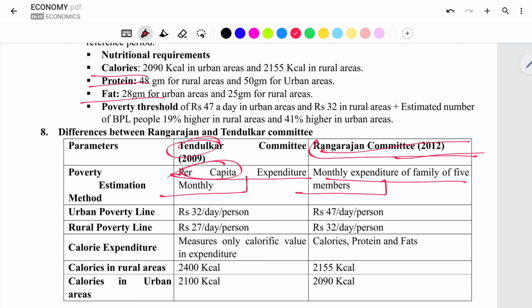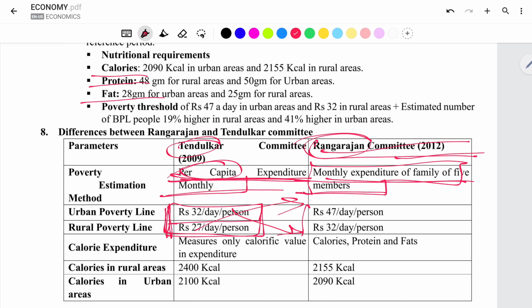One person is Tendulkar and 5 is Rangarajan, right? Monthly expenditure of a family of 5 members. Per capita expenditure monthly. 32 per day per person and 27, 32, 27. You have like 47 and 32.